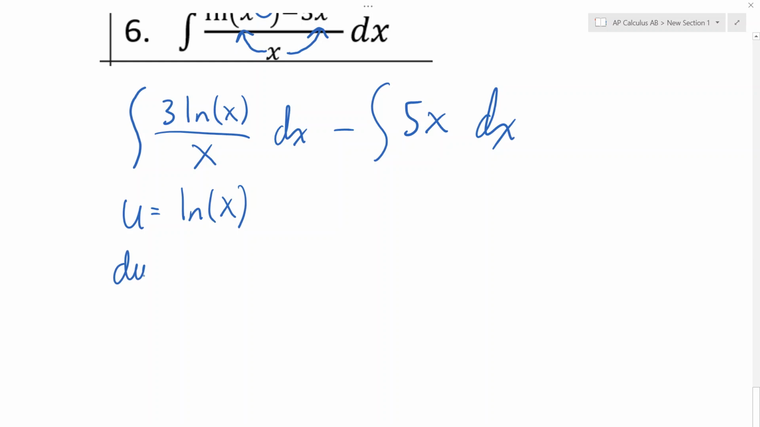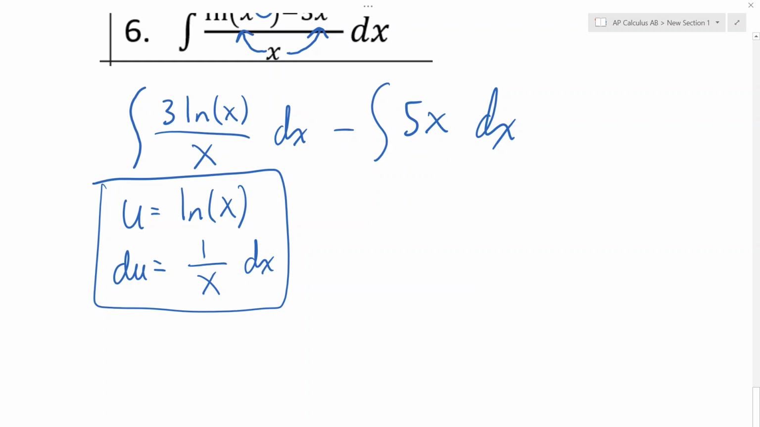U is ln of x. I told you whenever you see ln, u has to be the whole thing. If it's just x to a power, bring the power down if it helps, which it does in this case. Then du is just 1 over x dx. That's only for this first integral here. The second integral is just 5 to the x, or 5 times x.